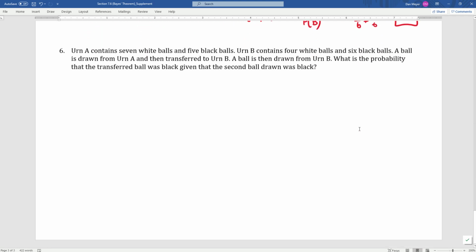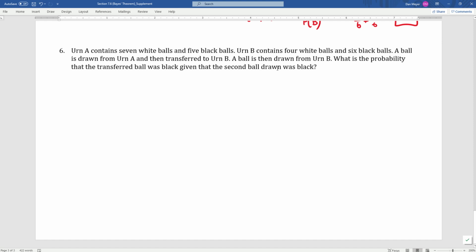All right, last problem here, number 6. We have an urn. The first urn has 7 white balls and 5 black balls. A second urn contains 4 white balls and 6 black balls. We're going to pull a ball from the first urn and put it in the second urn, and then shuffle up the second urn and draw a ball from the second urn. We want to know what the probability is that the transferred ball was black given the second ball drawn was black.